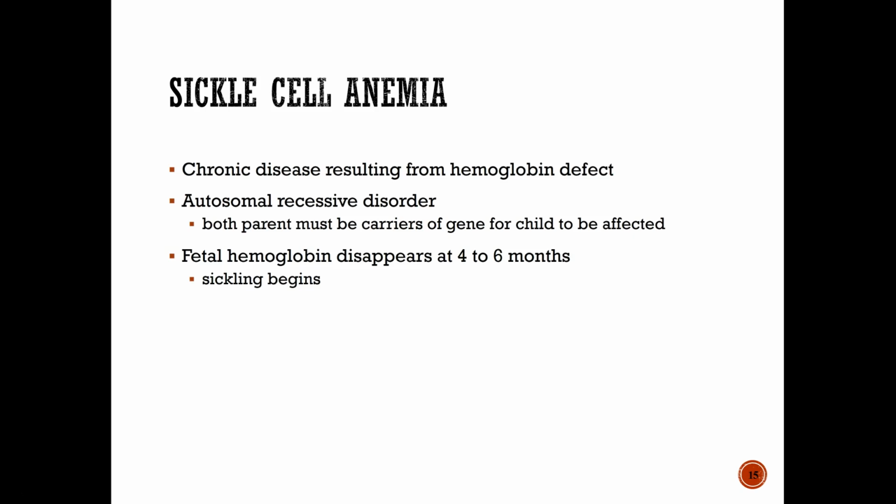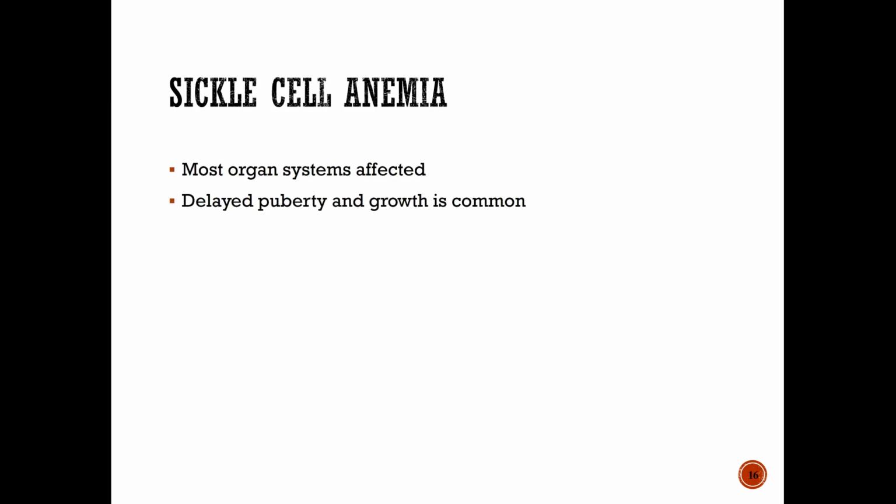So this is a chronic disease resulting from a hemoglobin defect. It is an autosomal recessive disorder, so both parents must be carriers of the gene to be affected. And if both parents are carriers of the gene, since it's a recessive, there's a 25% risk for their child to get it if you draw that gene block square thing. So your fetal hemoglobin disappears at about 4 to 6 months of age, which is about when the sickling begins, and then some signs and symptoms of sickle cell begin for these children.